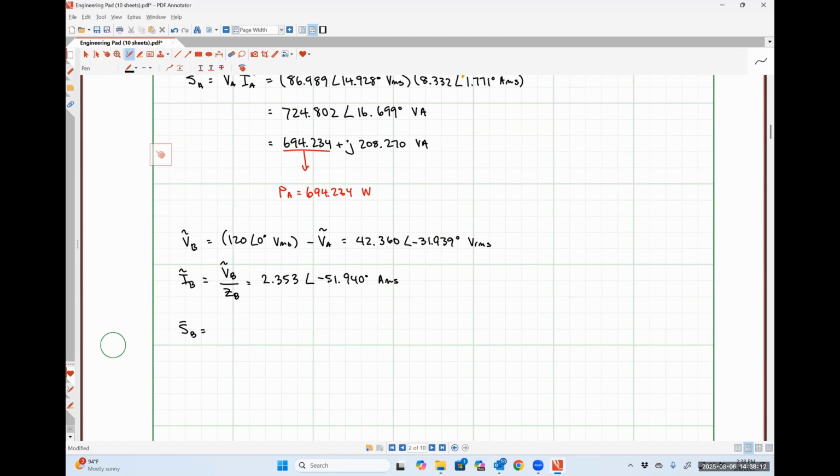our complex power is just VB times IB conjugate. So that's going to be that 42.360 angle negative 31.939 degrees volts times 2.353 angle positive 51.940 degrees amps.